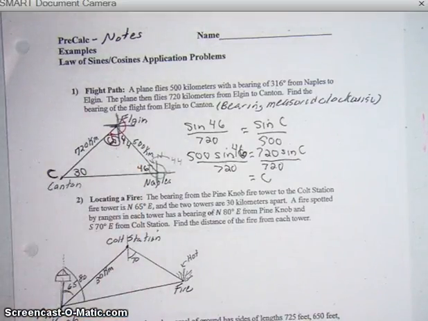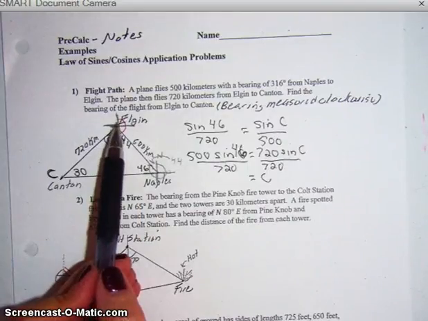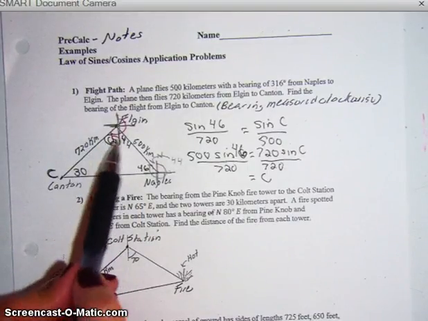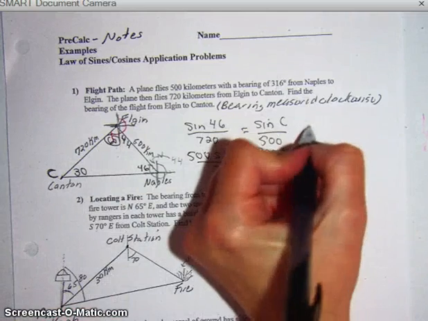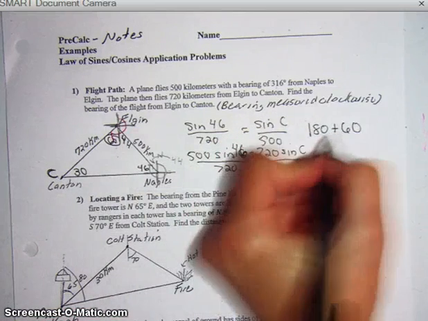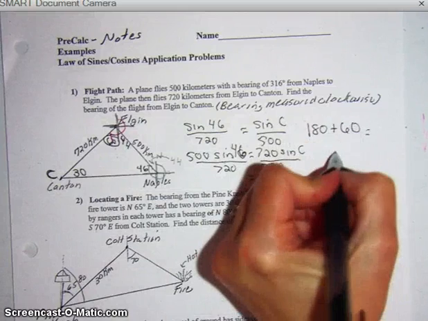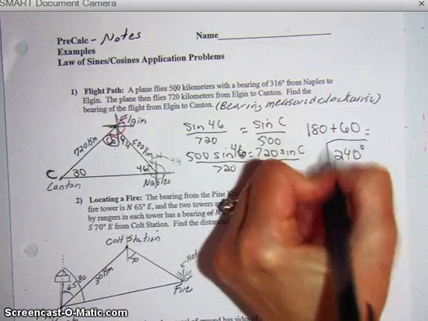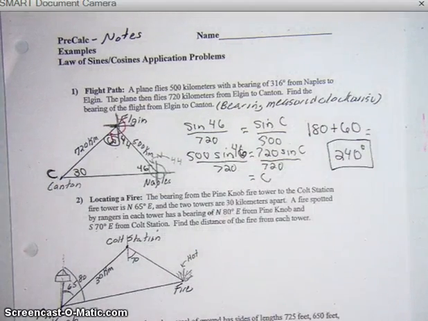So the bearing from Elgin to Canton starts due north. We know here's 180, so Leah said now do 180 plus 60, and what did you get, Leah? 240. 240 degrees. And you don't have to say east of north and that kind of thing, so don't worry.